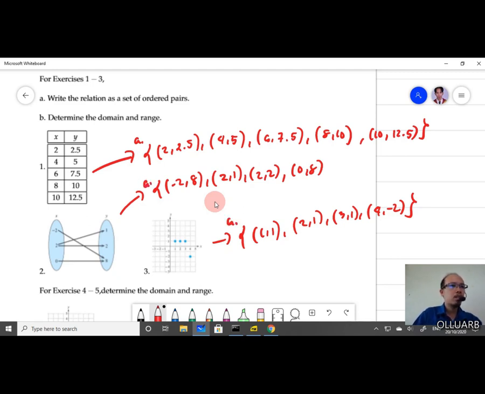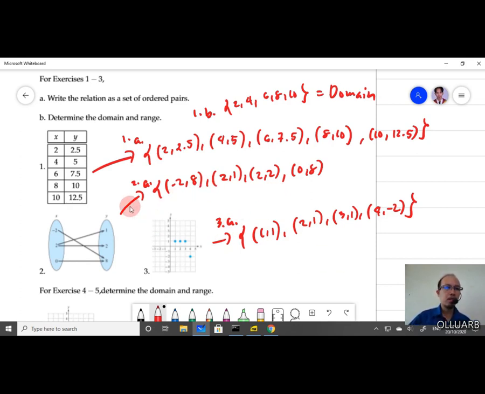For letter B, determine the domain. So this is obvious. The domain is, I will answer 1B only. So this is very easy. So the domain is this one. Okay, these numbers here. We have 2, 4, 6, 8, and 10. This is the domain. Okay.